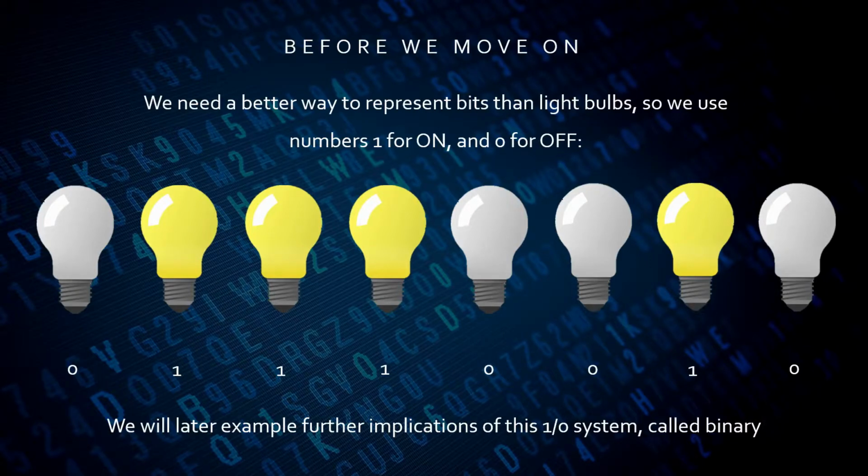Just quickly before we move on to the next part, we do need a better way to represent bits than light bulbs. So instead, we're going to be using numbers: 1 for on and 0 for off. You've almost definitely seen this 1-0 notation before. This 1-0 system, as you may already know, is called binary. The binary system is what we use to represent wires being on and off. That is the system we use to represent the states of information that a computer can read, update, edit, and delete.